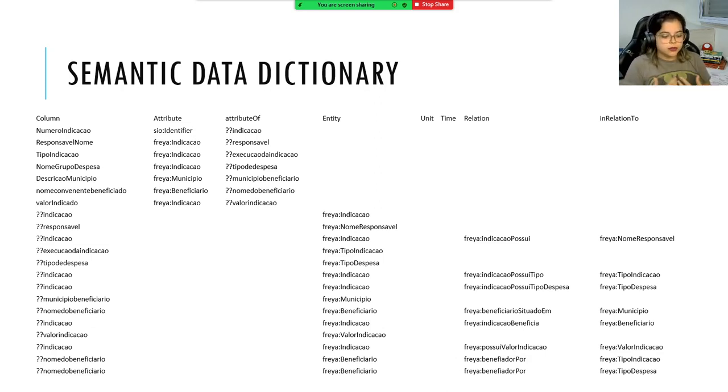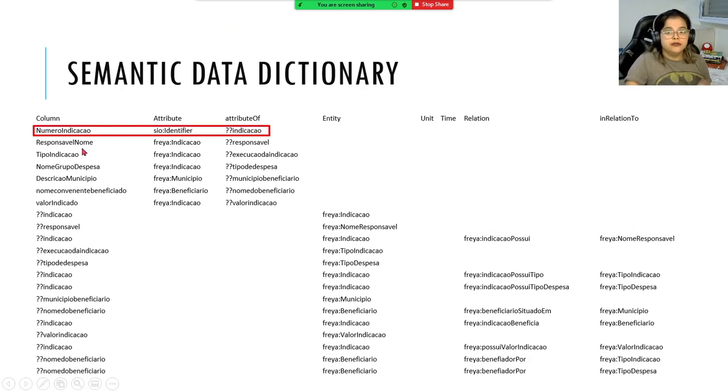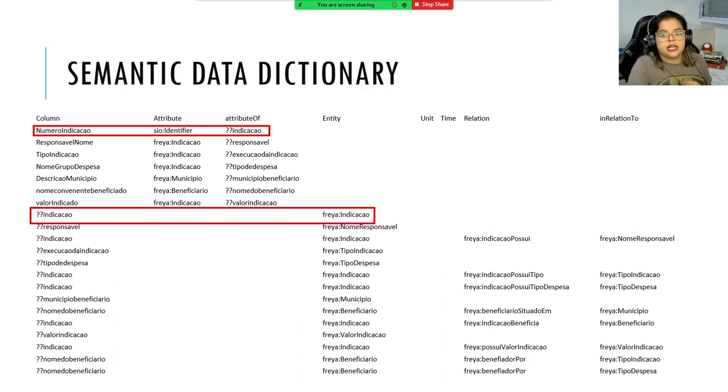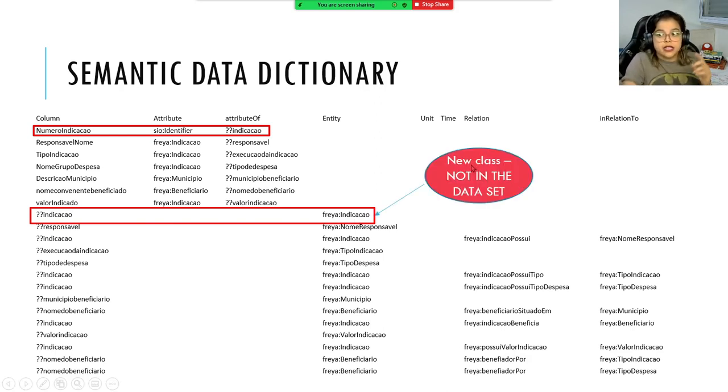And remembering what I said about ontologies, the main purpose of the ontology is to represent knowledge, but also infer knowledge. That inferred knowledge is the implicit knowledge on the database. So here we have número de indicação, that we call an identifier. And we're going to put these two question marks to indicate that it is something that is implicit. And we're going to say that that implicit class is going to be indicação. So número de indicação is indicação, and we are explicitating that. Remember, that is a new class that is not in the dataset.